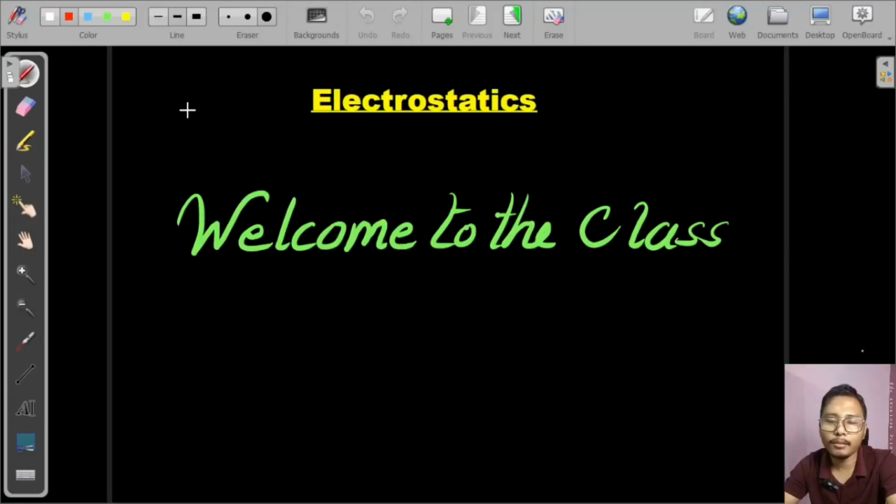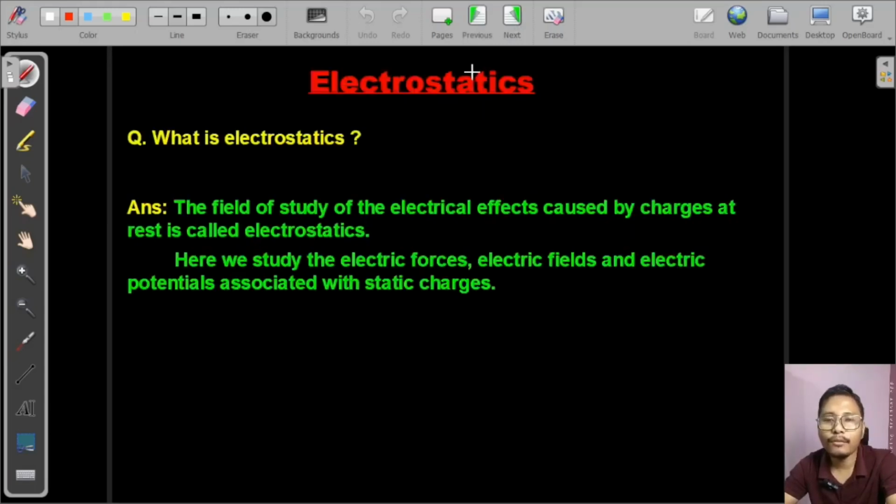Here we are going to discuss electrostatics, charge and properties of charge. Okay, let's proceed. What is electrostatics? The field where we study the effect caused by the charges at rest is called electrostatics, where we discuss the effects created due to charges at rest.